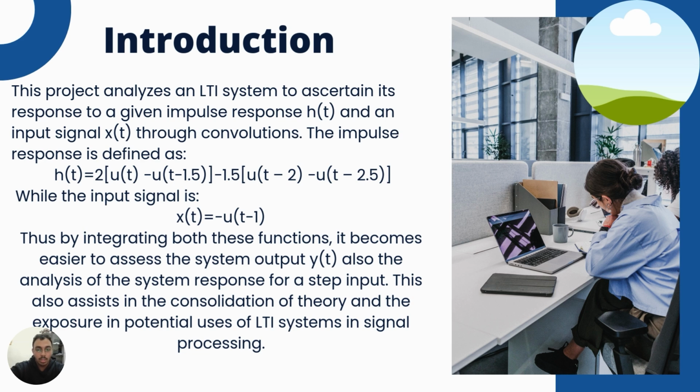In our project, we analyze how an LTI system behaves by convolving its impulse response with the input signal. This is our impulse response, and this is our input signal. The system impulse response is defined as a series of step functions, and the input signal is a shifted step function that starts at t equals 1. By performing the convolution, we can determine the output of the system and understand its response to a step input. This analysis is essential in applications like signal processing and control systems.